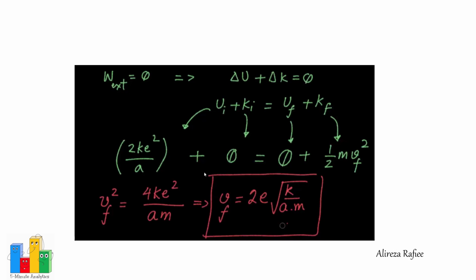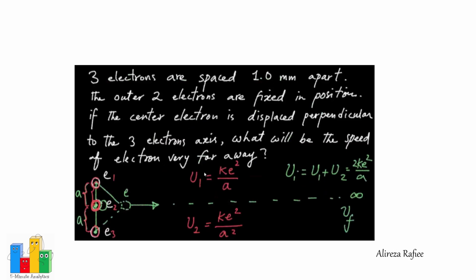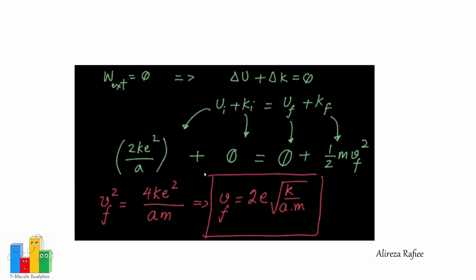Now, you know the constant k, which is 9 times 10 to the 9, and the mass of the electron. You know the separation between them, which is 1 millimeter, and you already know the charge of the electron, e. So you can calculate the final velocity for this system.